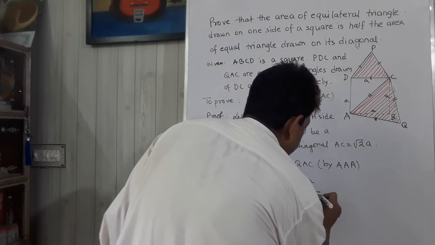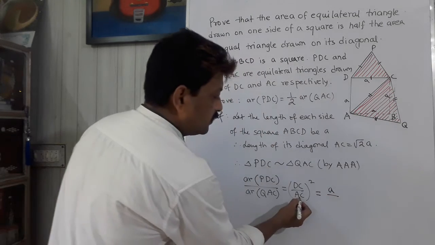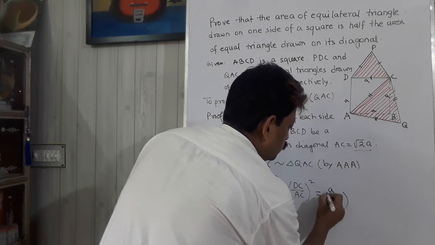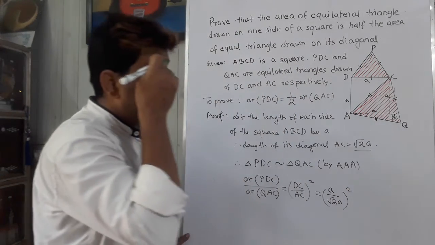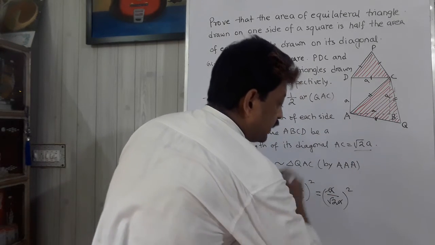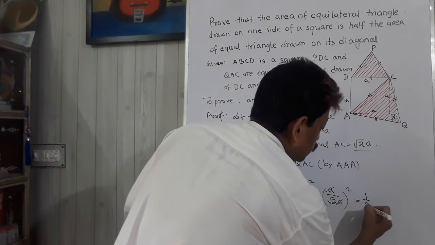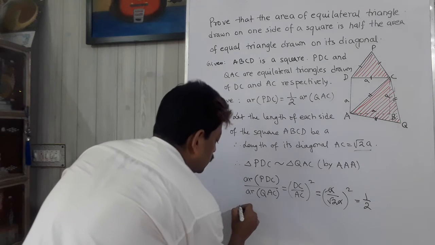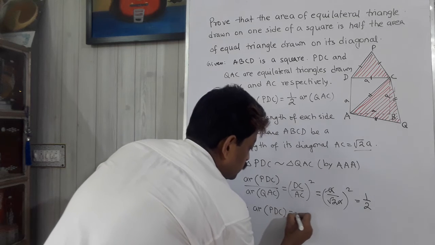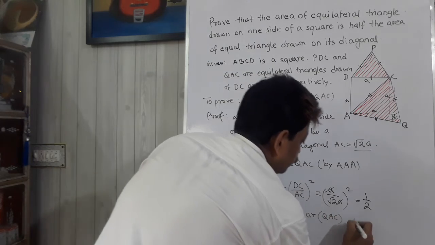So this is the theorem. Now what is DC? DC is taken as a, and what is AC? AC is root 2 a. So a upon root 2 a whole square. Here a will be cancelled. So we will get 1 upon root 2 whole square, that is 1 upon 2. So by cross multiplication we can write area PDC is equal to half area QAC. Proved.